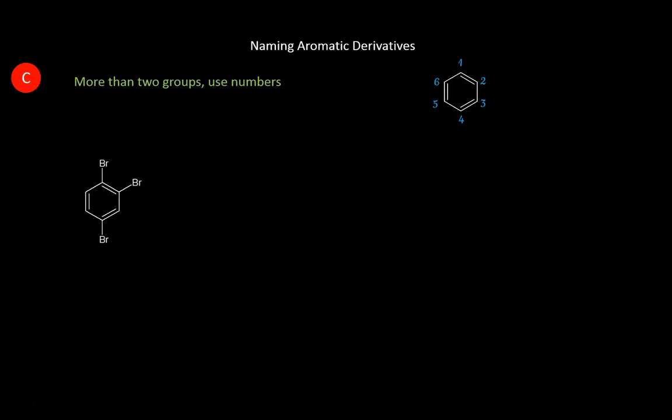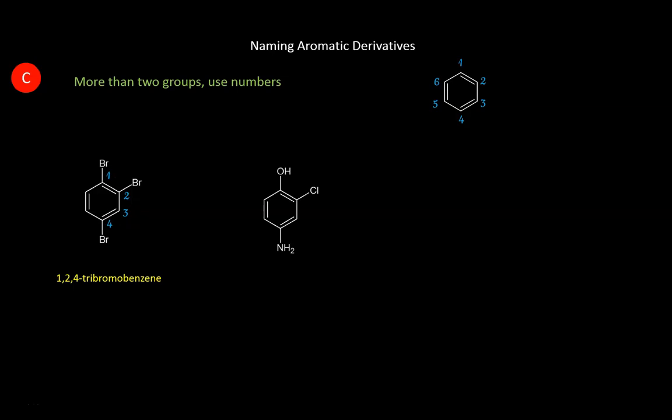In this example, we can't use the ortho-meta-para system because there are 3 substituents here and not 2. If we number them like this, we have 1,2,4-tribromobenzene. If we number it the other way around, we get 1,3,4-tribromobenzene. The sum here is 8 and 7 in the first one. So this is wrong.